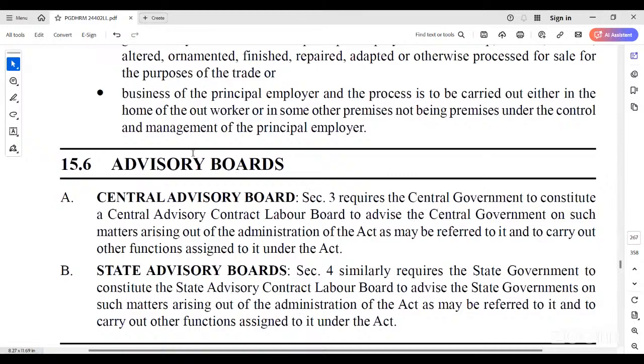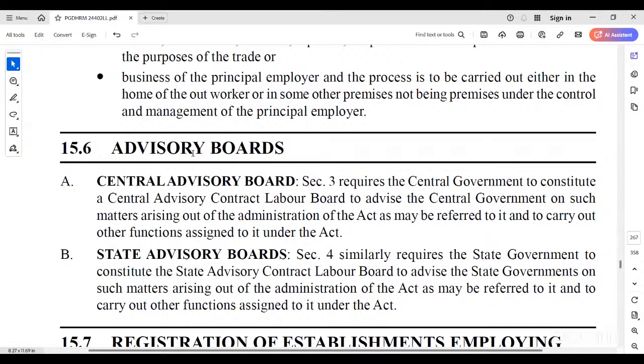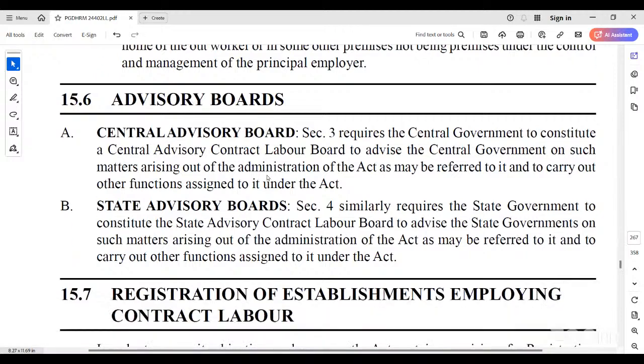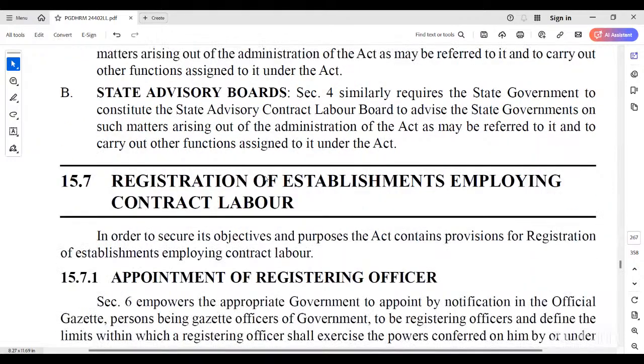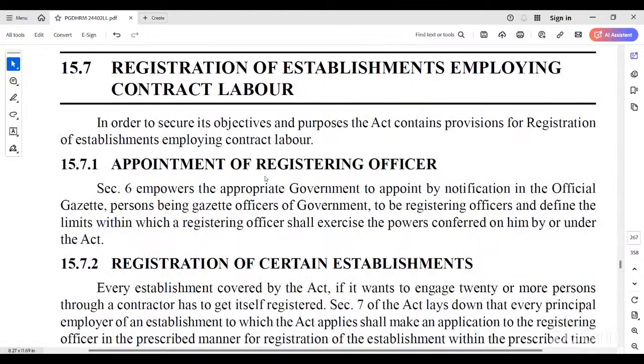Advisory boards: the central advisory board as well as the state advisory board. The central advisory board is decided by the central government. Then the Contract Act registration process.